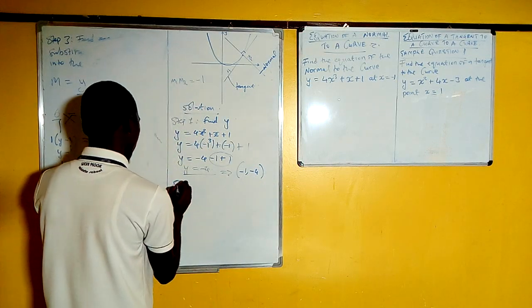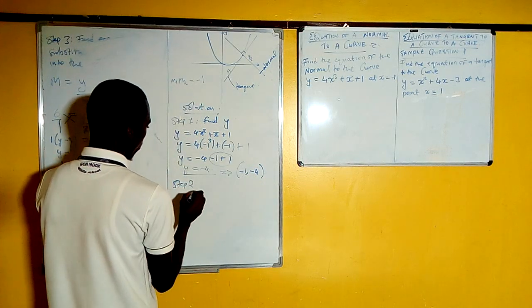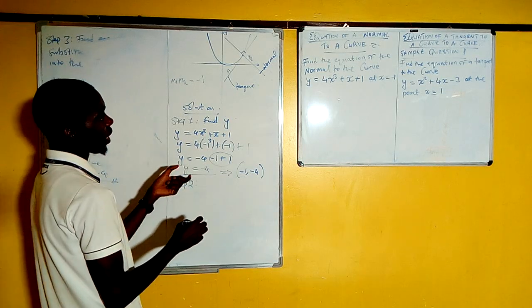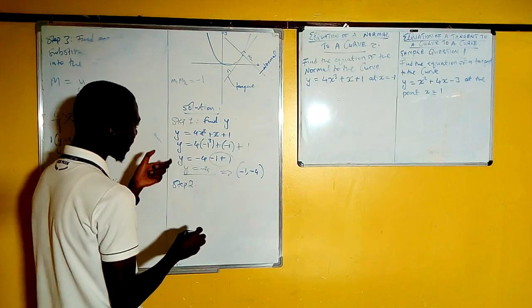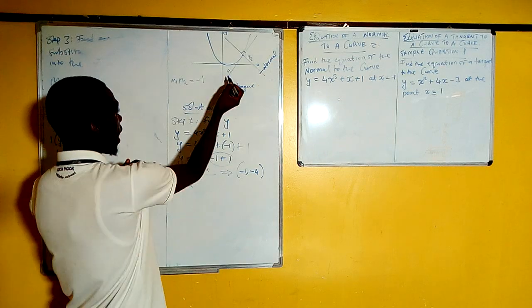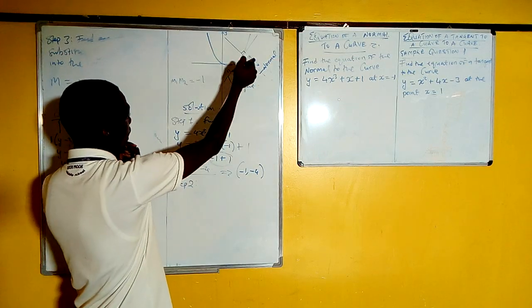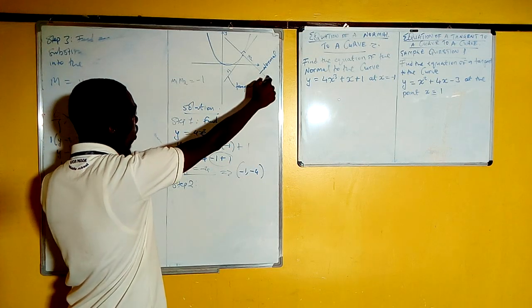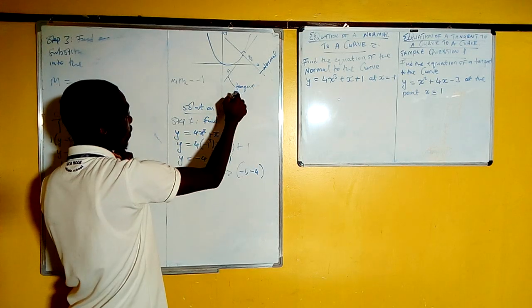Okay, so we proceed to step 2. Proceeding to step 2 now is where we are saying we want to find the gradient. So to find the gradient now, listen, we said m1 is the gradient for the tangent, but here what we want is for the normal. And so to find the gradient of the normal, you first of all have to find the gradient of the tangent.